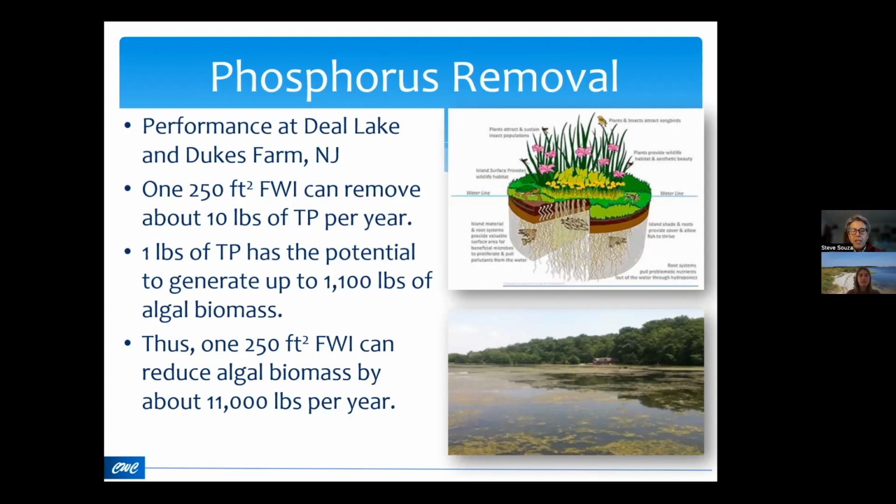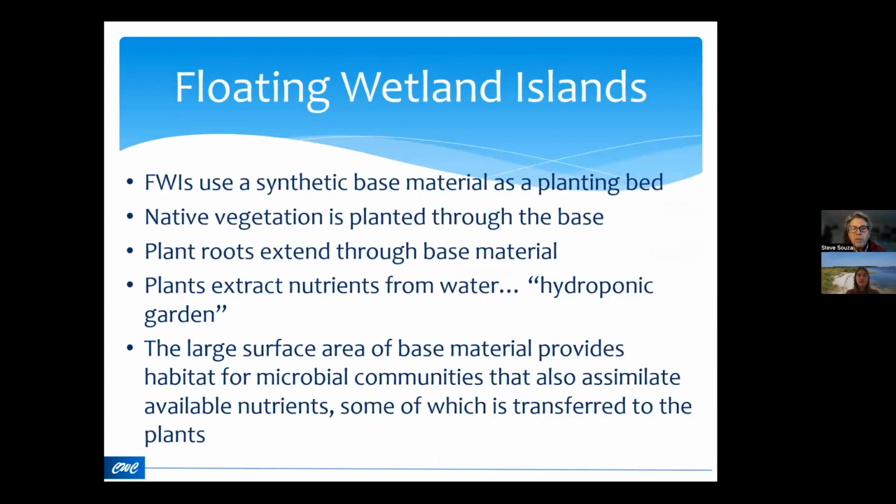And again, that equates to on the order of about, for every pound of phosphorus removed, about 1,000 pounds of algae that would not be able to really become present in those treated water bodies.